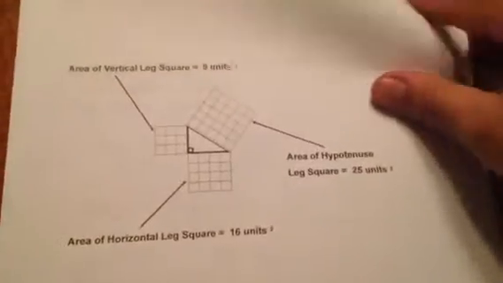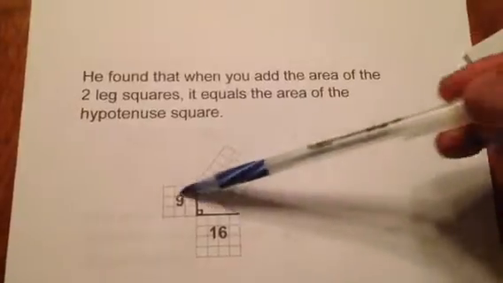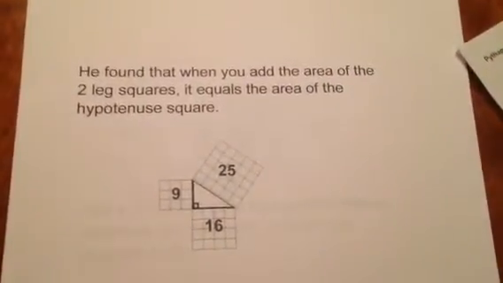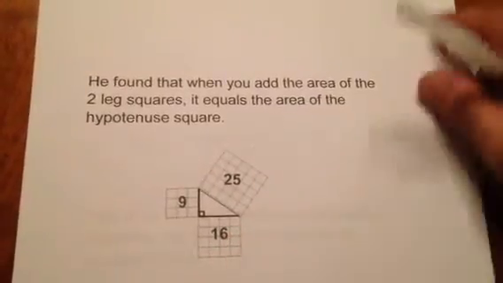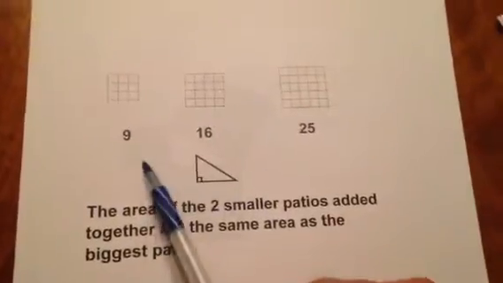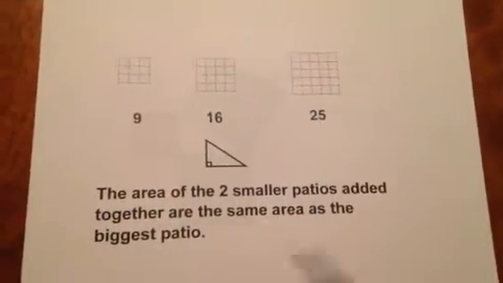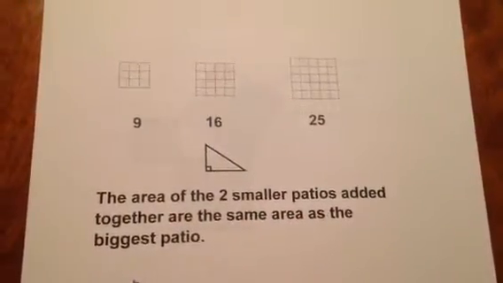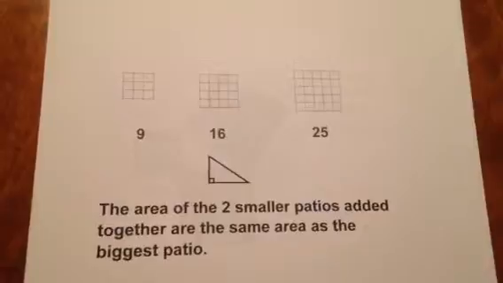And if you can make the connection there, you can see it. He found that when you add the areas of the two leg squares, it equals the area of the hypotenuse square. So 9 plus 16 is 25. And that happens for all right angled triangles. Okay, so 9, 16, 25. The area of the two smaller patios, as we called it in class, together equal the same area as the biggest patio on the hypotenuse.